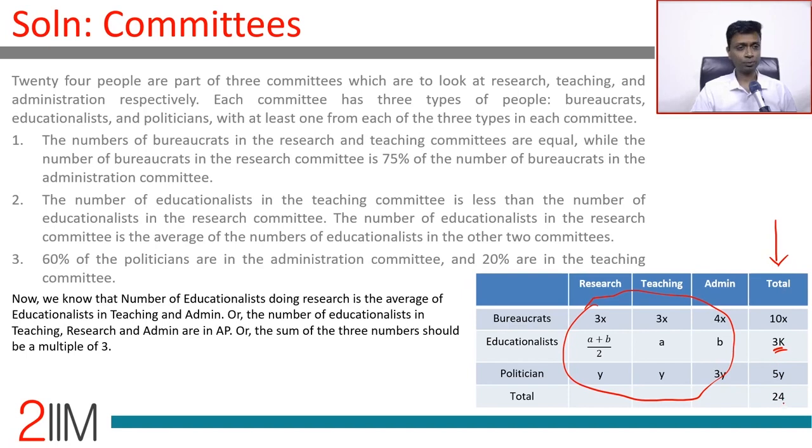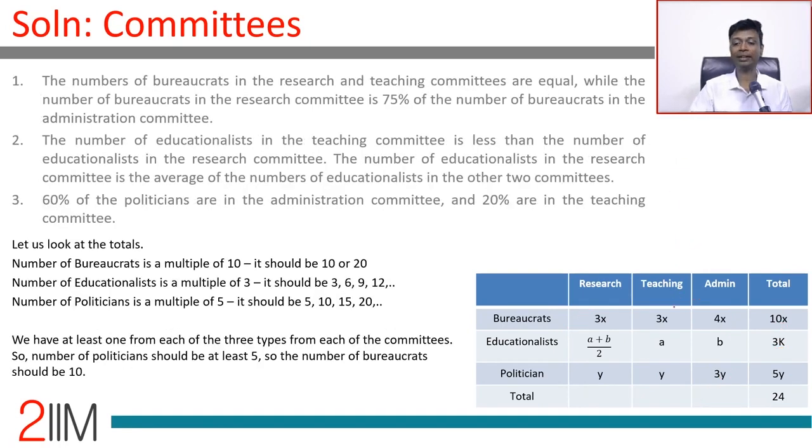But the total is 24. We have a multiple of 10, a multiple of 3, a multiple of 5. The multiple of 10 can only be 10 or 20, because we cannot have 30 from bureaucrats alone, as only 24 people are there totally. Educationalists has to be 3, 6, 9, 12, one of these. Politicians has to be 5, 10, 15, one of these. Now think about this. Even if this were 5, this 20 is ruled out. So this has to be 10. So the number of bureaucrats has to be 10.